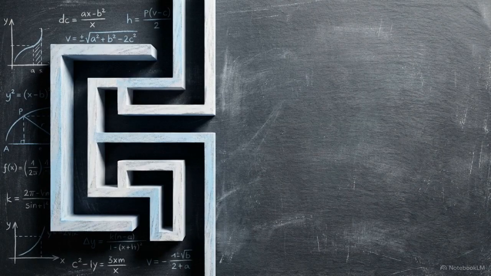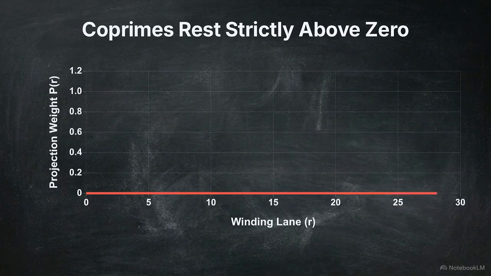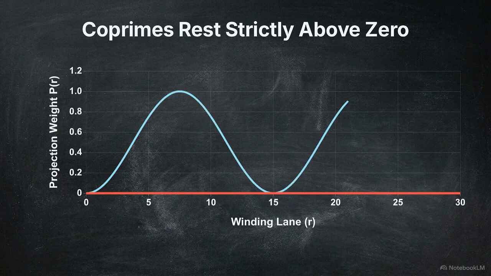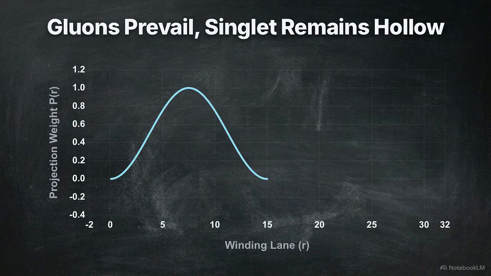Step 1 is restriction. Any valid gluon winding must adhere strictly to the 8 coprime modes of the mod 30 lattice. Step 2 is positivity. This graph plots the projection weight function of the particle onto its winding lane, calculated as sine squared of r times pi over 15. Every single valid coprime point on this curve floats strictly above the zero line. Because every value is positive, the system natively satisfies the reflection positivity axiom of quantum field theory. Negative energies are mathematically prevented, ruling out tachyons and ghost modes.